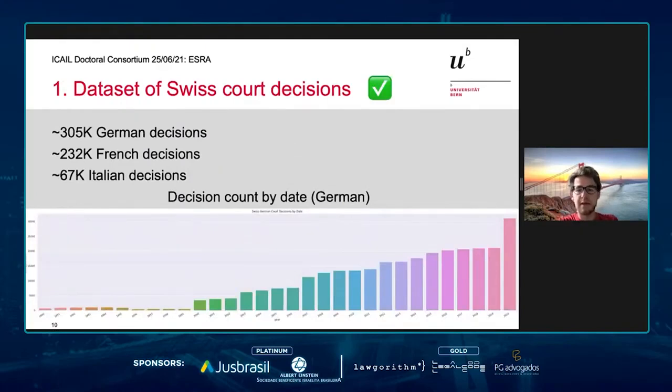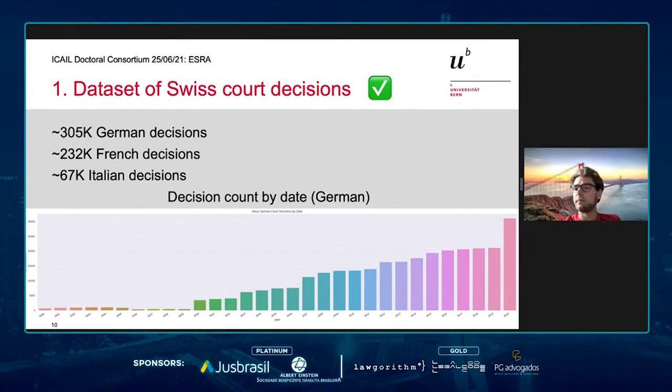The first step is already done, or most of it is already done. We collected the data set, we pre-processed it, and we are still working on extracting relevant information from the decisions. Just to give you a quick overview, it contains more than 600,000 decisions, most of them in German, but a considerable part in French, and then a smaller part in Italian.